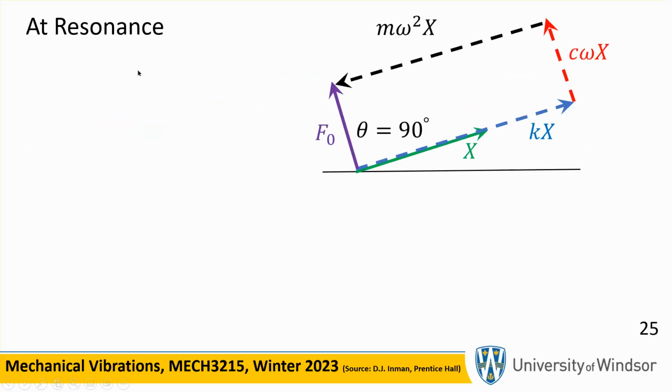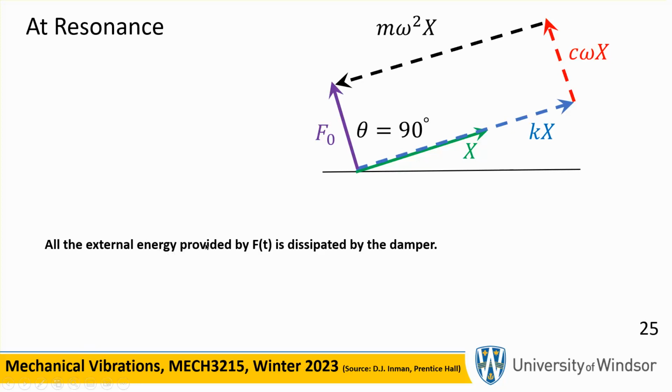At resonance, this angle theta is 90 degrees. Just look at the formula for angle theta. You see that tangent of theta is going to be infinity. You're going to have tan inverse of infinity. In the formula for tan inverse, the expression at the bottom is going to become zero, so that's going to be theta equal to 90 degrees.